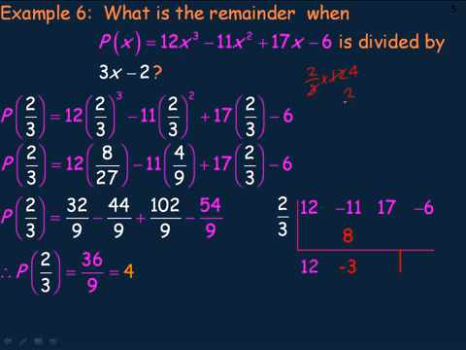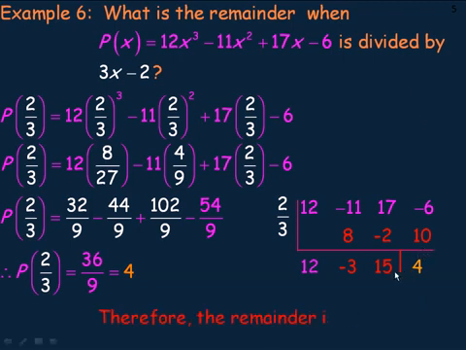Now we multiply that 2/3 by the negative 3. And 3 goes into negative 3 negative 1 times. So 2 times negative 1 is negative 2. And adding that to the 17, we get 15. So one last time, 2/3 times the 15. The 3 goes into 15 5 times, and 2 times 5 is 10. So negative 6 added to 10 gives us a remainder of 4. And so the remainder is 4. And that's the end of the lesson.